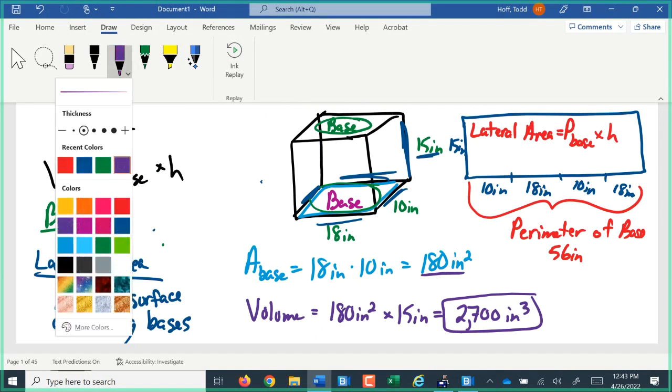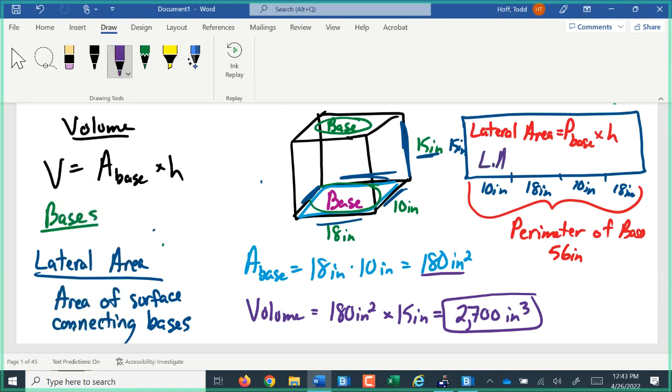So for this figure, lateral area, 56-inch perimeter of the base times the height, the 15 inches, giving us 840 inches squared. Now it's inches squared because it is just an area. Does that make sense? So it's those rectangles that connect the bottom to the top, the two bases, that form the lateral area.